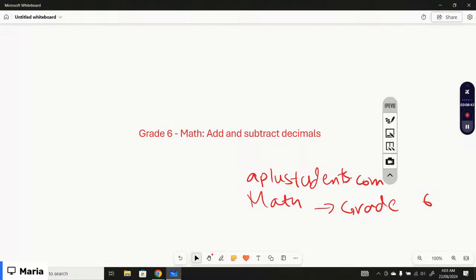There you can find the list of the chapters. We're going to start with the chapter add and subtract decimals. So please make sure you have your notebook and pencil so that you can note down the important examples and definitions as well.